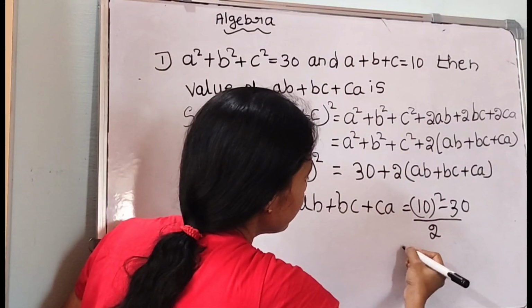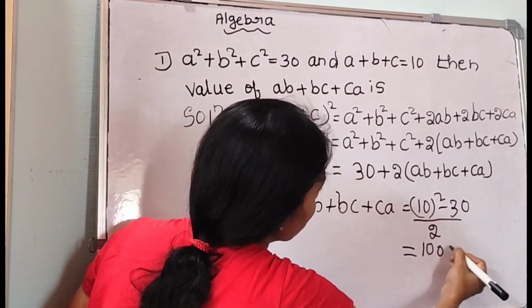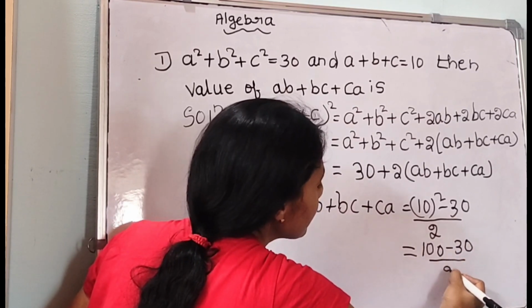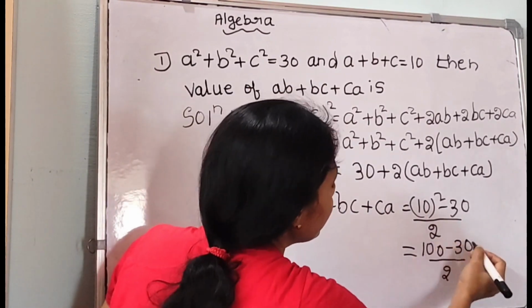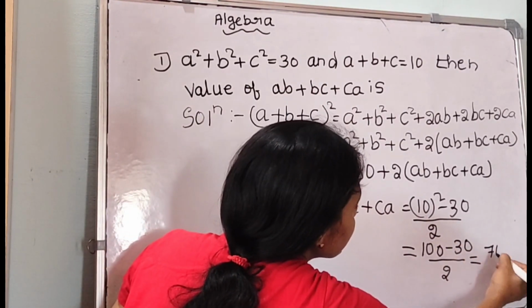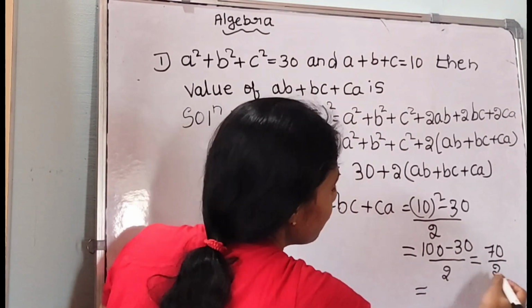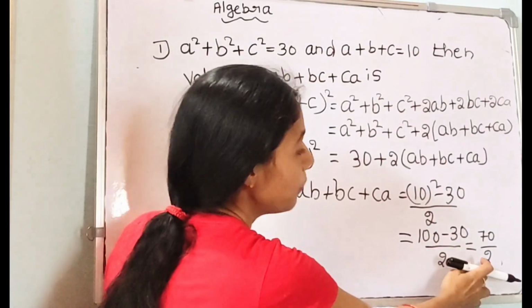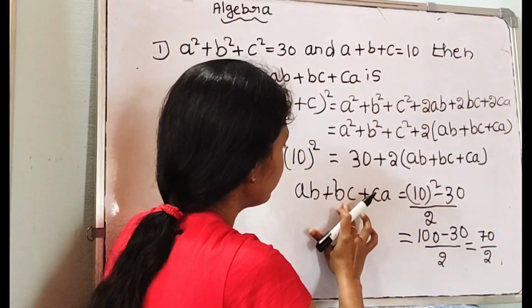Okay, simplify it. 10 times 10 is what? 100 minus 30, divided by 2. 100 minus 30 is equal to what? 70 by 2. So simplify it. Simplify it, and we get the value of ab plus bc plus ca.